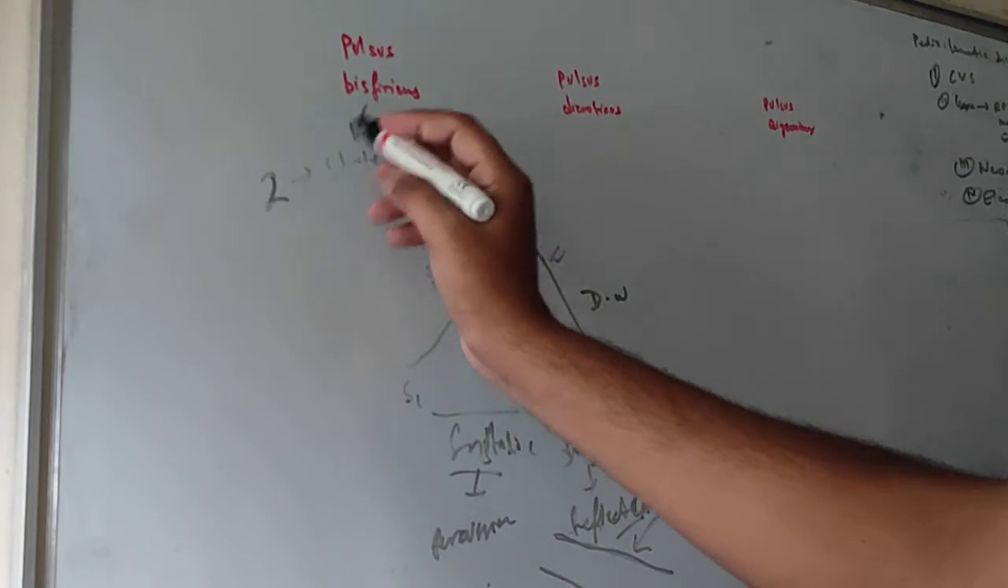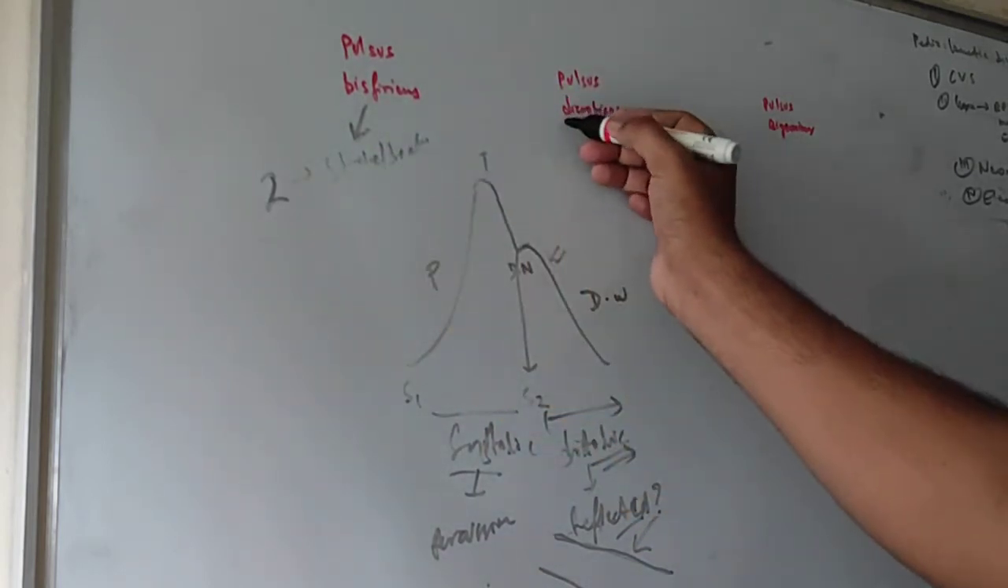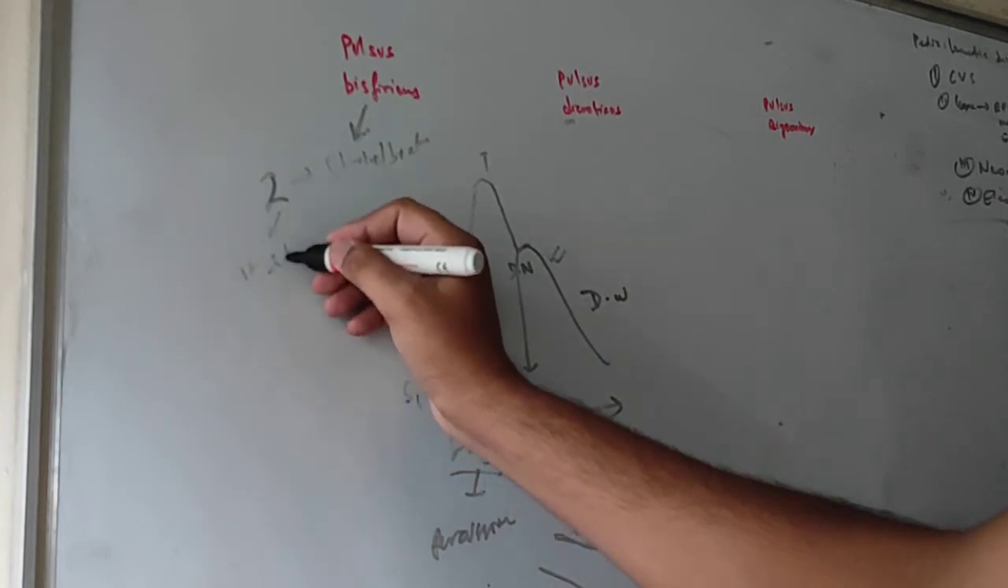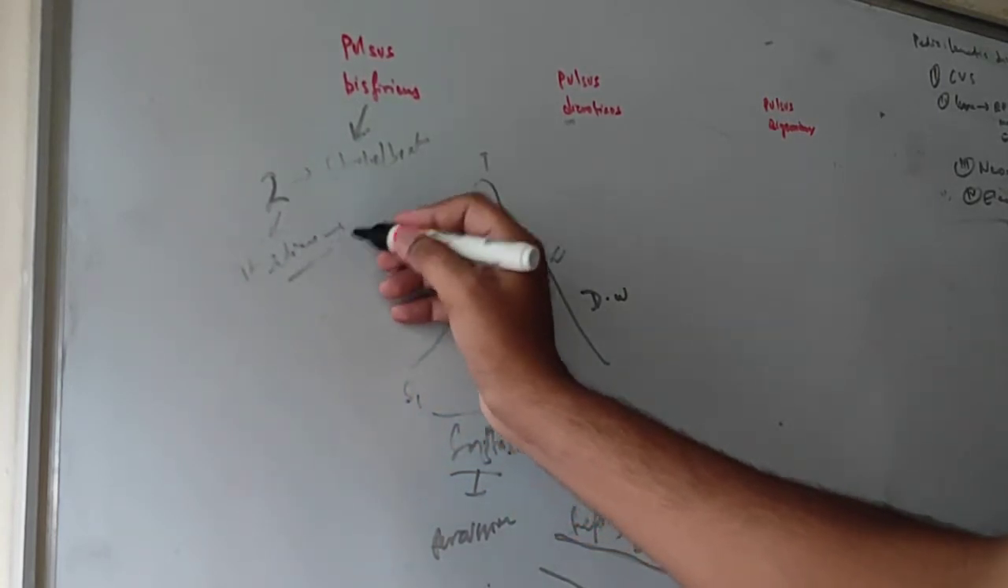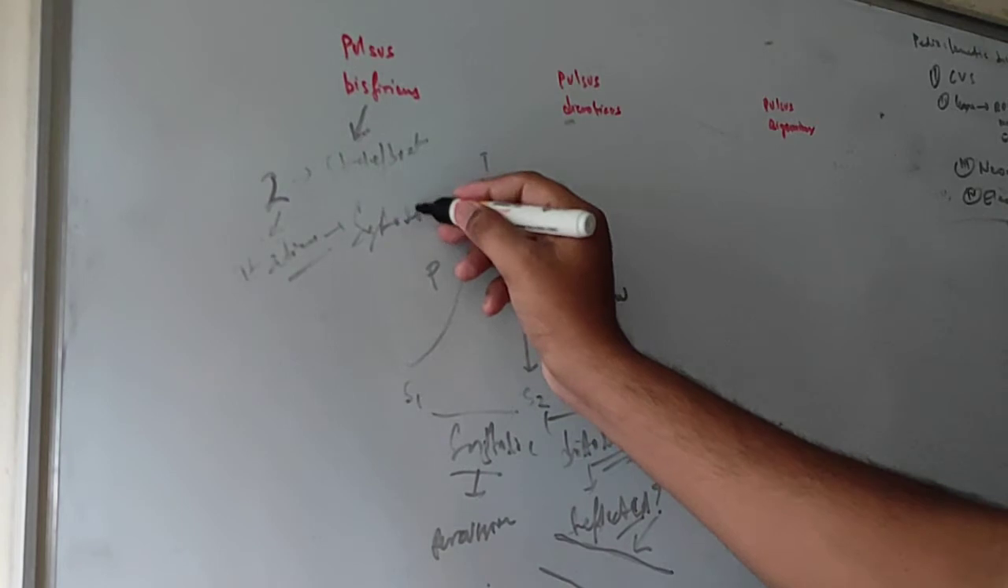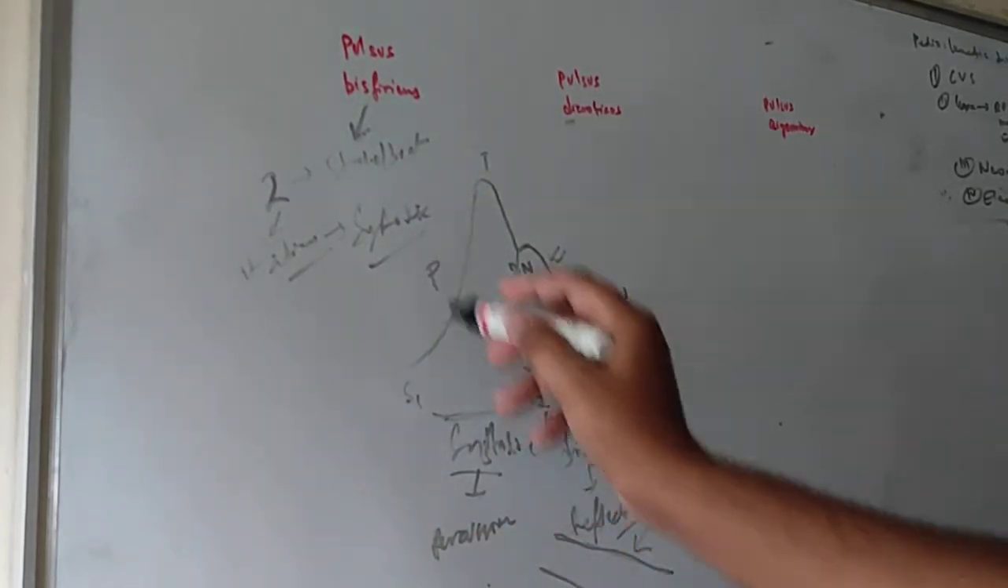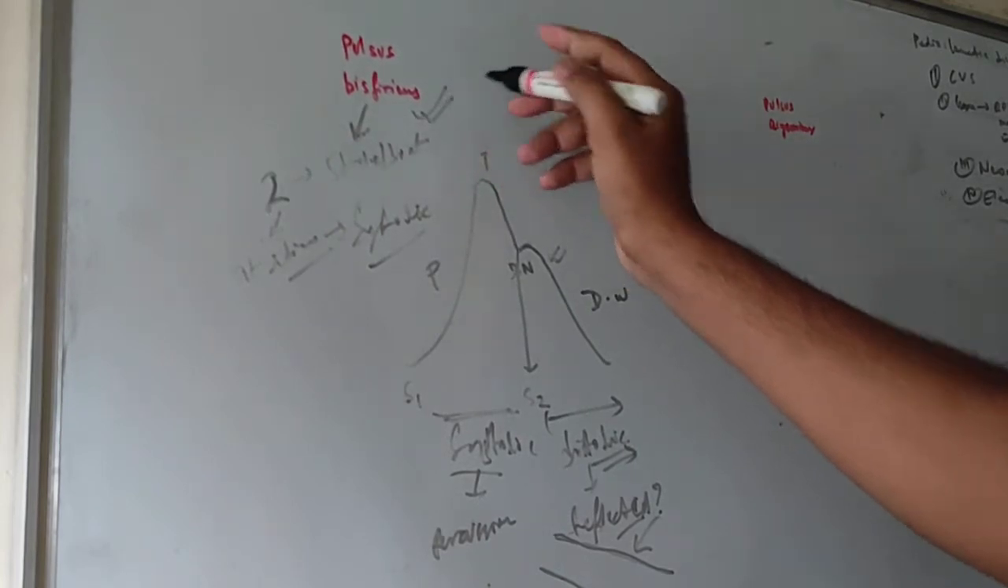This two is not the same as di. The bis means two at a time, or at the systolic phase. So there are two waves that are felt during the systolic phase in pulsus bisferiens.